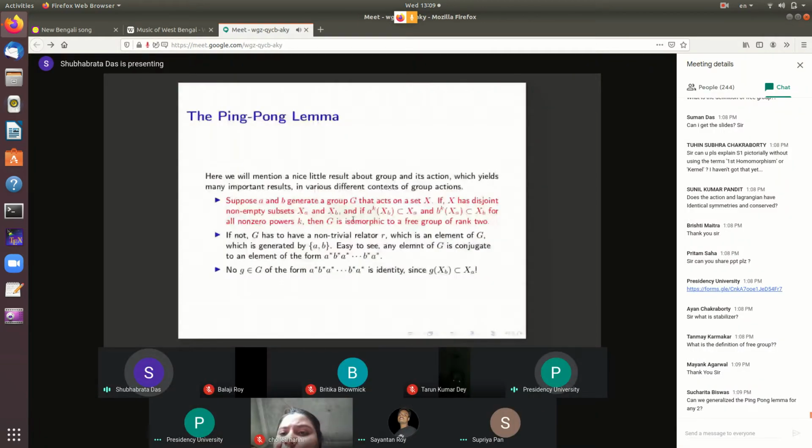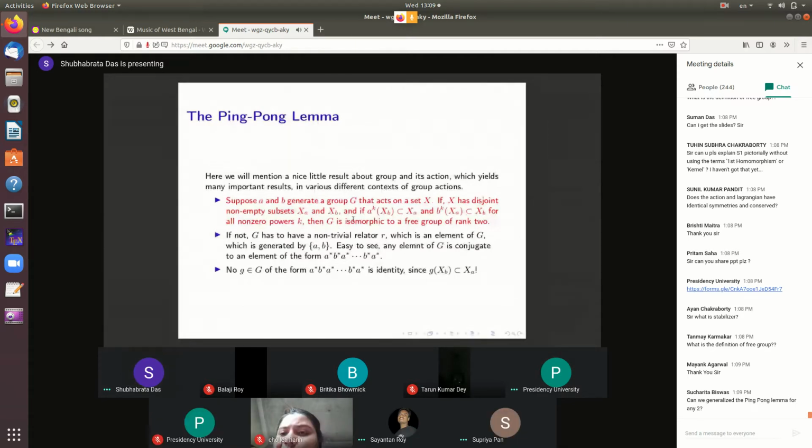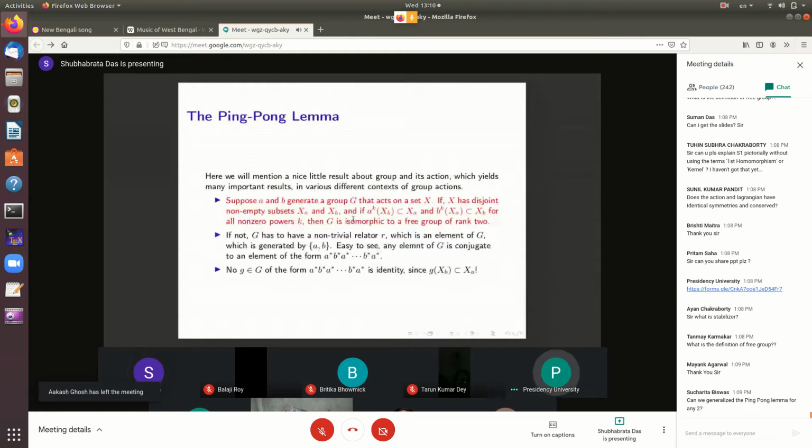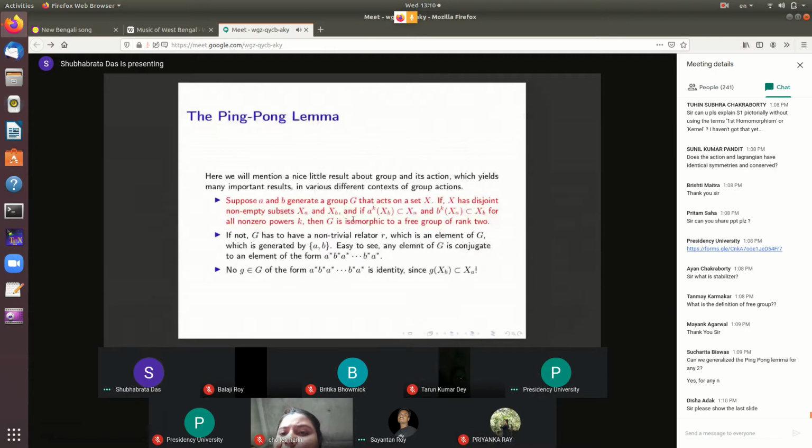Okay, the first question regarding this that I can find here is, can we analyze this for any n? Yes. Do you mean any number of generators? I would ask the one who asked this question to switch on the microphone and ask it herself. I would say that this lemma can be generalized for a finite number of generators.